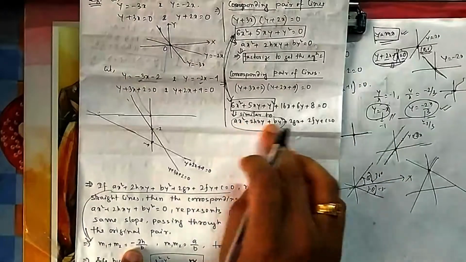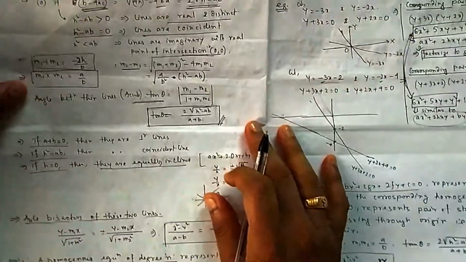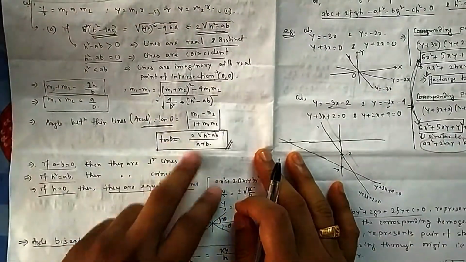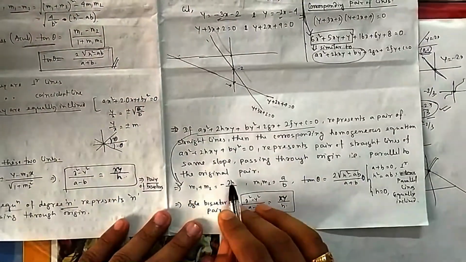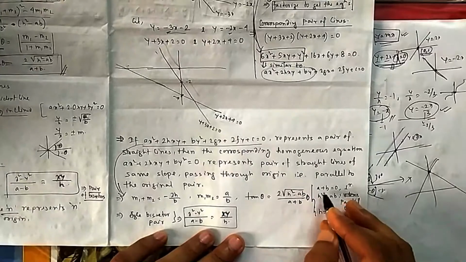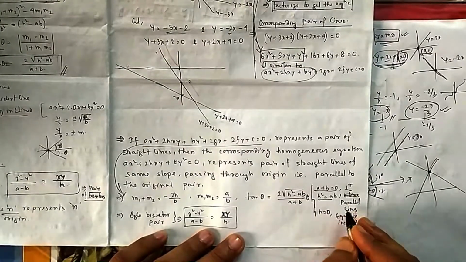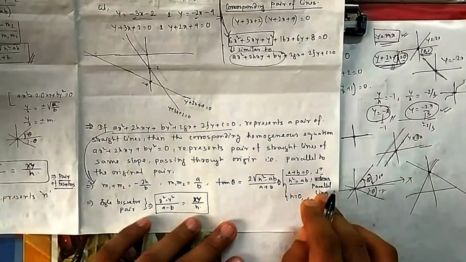So once you know this, because slopes are equal, all the formulas that you have learned for lines passing through the origin, plus the angle formula, will hold here. So m1 plus m2 will equal -2h by b, what you have learned here. m1 into m2 will be a by b. So all these formulas will work now. And what was tan theta? 2 root of h square minus ab by a plus b. And what were the conclusions? If a plus b equal to 0, then it is perpendicular, so it is still okay. If h square equal to ab, now it is not a coincident line because it will be a parallel line.